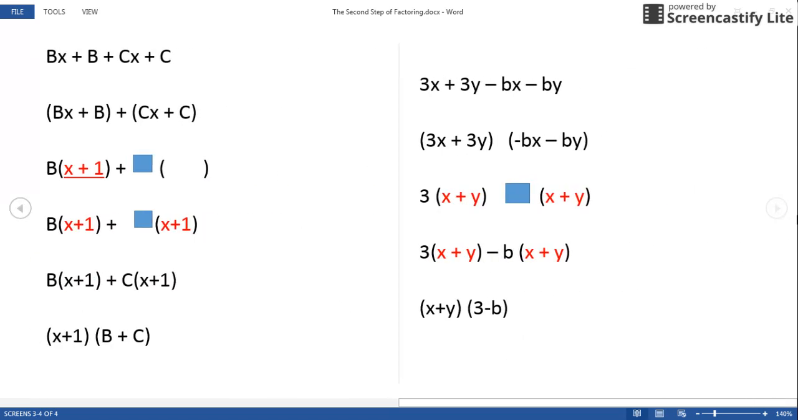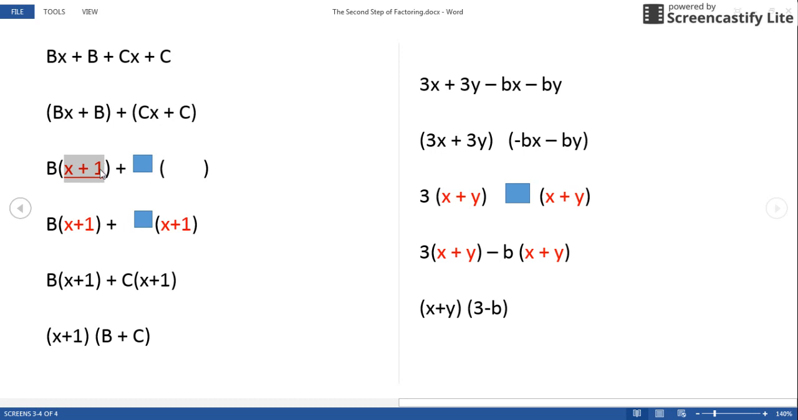Let's look at another example. For this one, again, there's nothing common to all of the terms. There are four terms, so we believe it's factoring by grouping. Let's put together the front two terms in a set of parentheses and the back two terms in a set of parentheses. Now, out of the front, I notice right off that there's a B that's part of each thing that can be factored out. When I divide both of these parts by B, I'm left with an X plus 1.